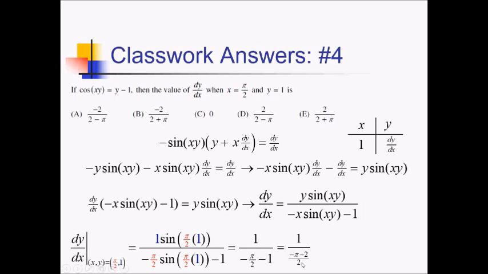Same change flip. Multiply by the reciprocal, I now have 2 over negative pi minus 2. And that still doesn't quite match any of the answer choices, so I'm just going to multiply the top and the bottom by negative 1, and that makes this negative 2 over pi plus 2. That finally matches an answer choice, sort of. Choice B.